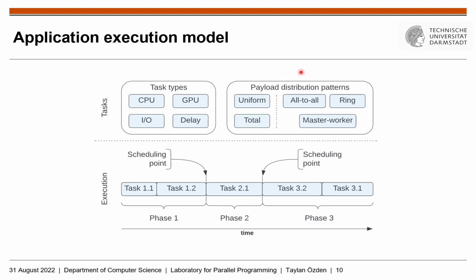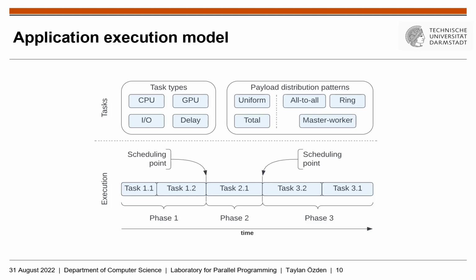And this is where we use payload distribution patterns. Using payload distribution patterns, we can describe how the work will be divided among the participating resources. For computational tasks, that might be, for example, every rank is participating in the task, or that only the root rank is doing the work. And for communication tasks, that might be a pattern like everyone is communicating with everyone, so a classic all-to-all pattern, a ring pattern, or following a master-worker paradigm.